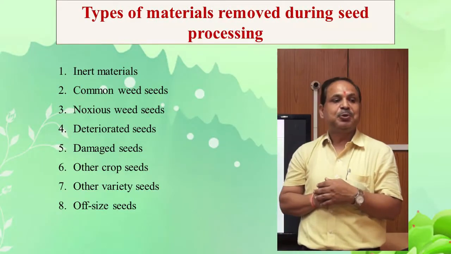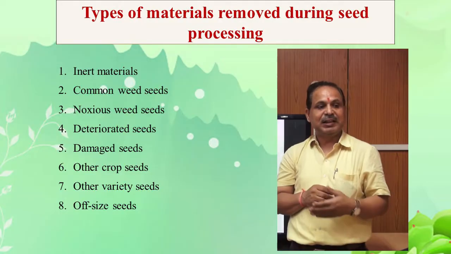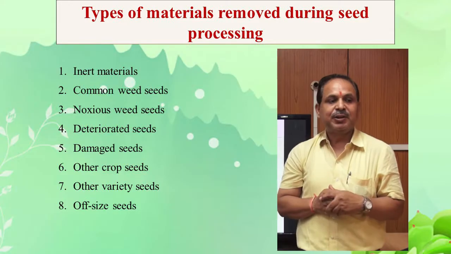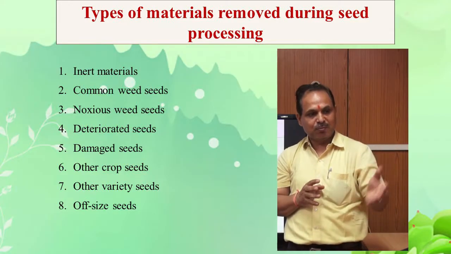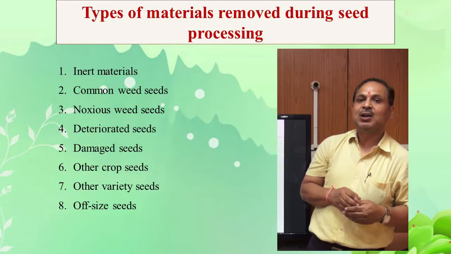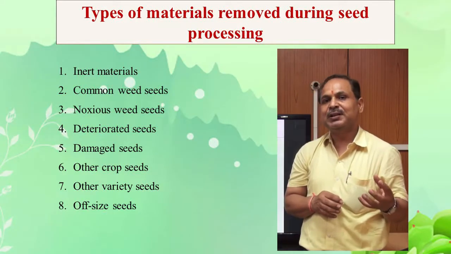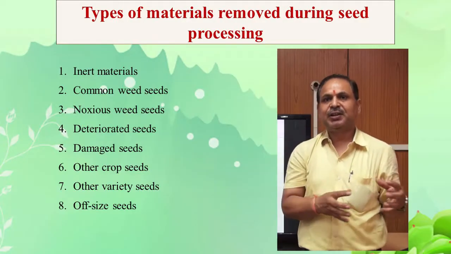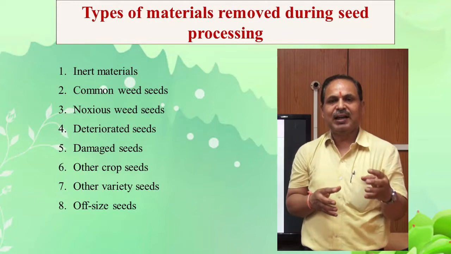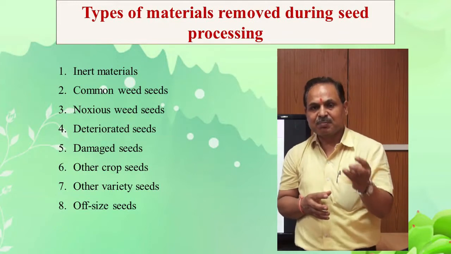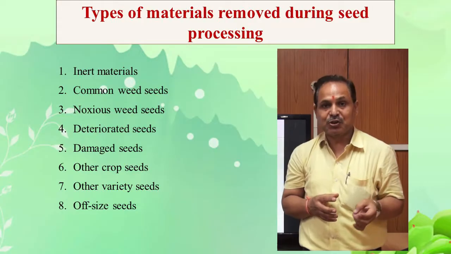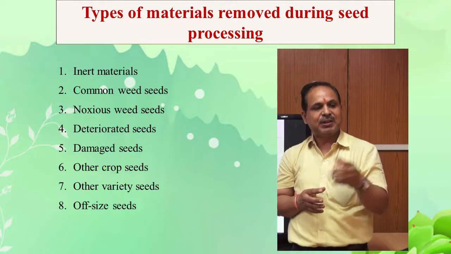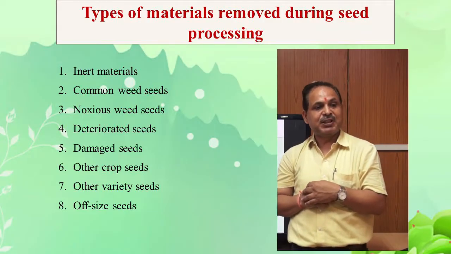Types of material removed during the seed process. These are some of the materials which must be removed, separated during the seed processing plant. We are well known with this. The inert matter. What are those? The inert matter are those matters which come in the seed lot during threshing, during harvesting. They come like soil particles, dust particles, crop straw, some infertile florets. So these come under inert matters which must be separated.